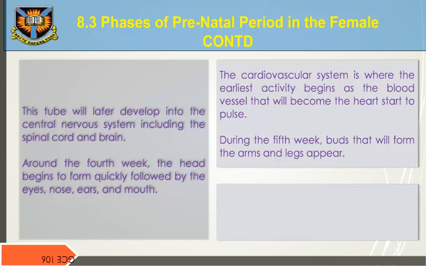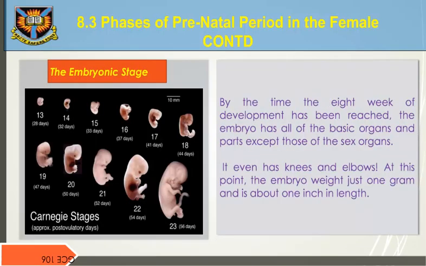Around the 4th week, the head begins to form, quickly followed by the eyes, nose, ears, and mouth. The cardiovascular system is where the earliest activity begins, as the blood vessels that will become the heart start to pulse. During the 5th week, buds that will form the arms and legs appear. By the time the 8th week of development has been reached, the embryo has all the basic organs and parts except those of the sex organs. It even has knees and elbows. At this point, the embryo weighs just 1 gram and is about an inch in length.